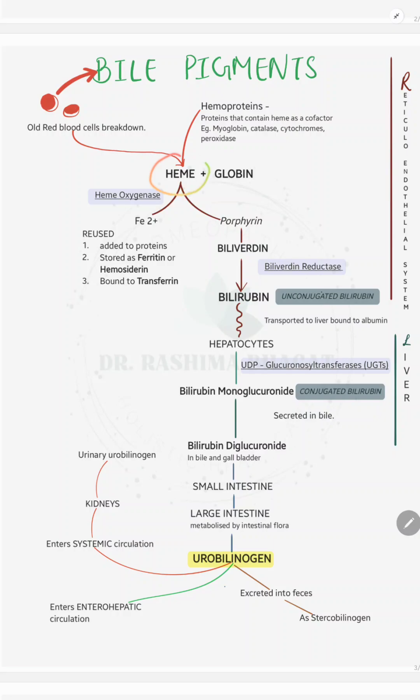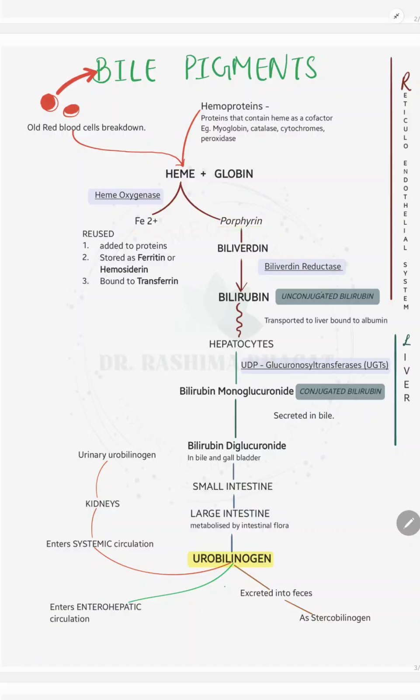The heme is not only produced from the breakdown of red blood cells, but it is also coming from the breakdown of hemoproteins, which are nothing but specialized proteins that have got iron as a cofactor. Examples being myoglobin, catalase, peroxidase, cytochromes, etc. Now, once this heme is collected in the body, it produces an enzyme known as heme oxygenase, which further breaks down heme into two things, iron and porphyrin.